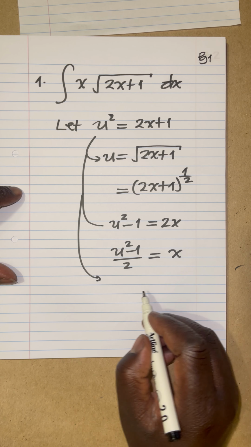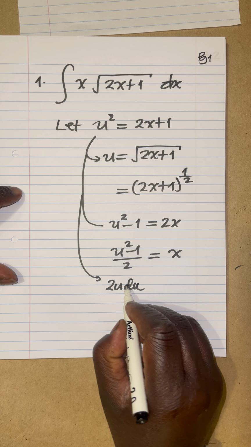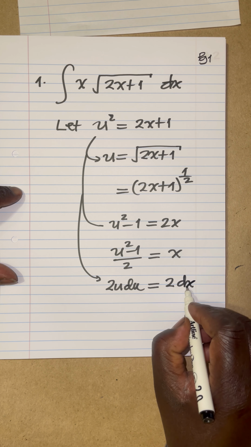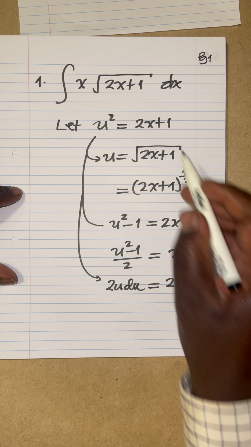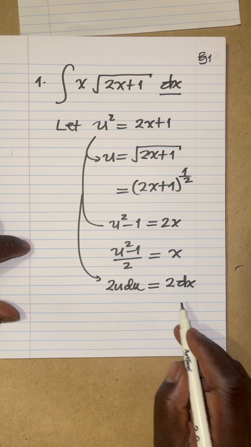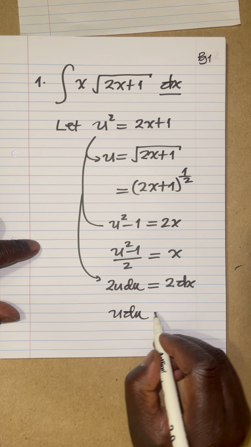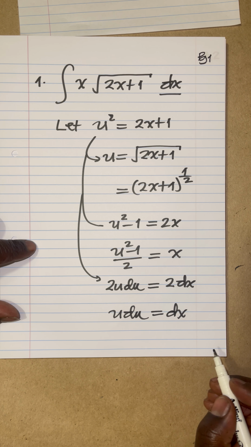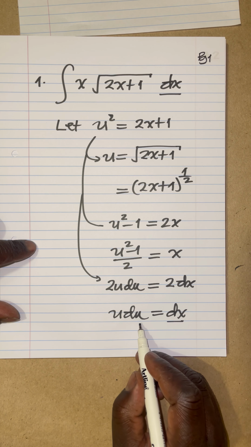The third equation we're obtaining from there is the implicit differentiation. We differentiate both sides. We're going to get 2u du. On the right hand side, you'll agree with me that we're going to get 2 dx, because the derivative of 1 is 0, 1 being a constant. But if you look at this part here, we have dx, so we have to solve for dx here. In other words, divide both sides by 2, you're going to get u du is equal to dx.